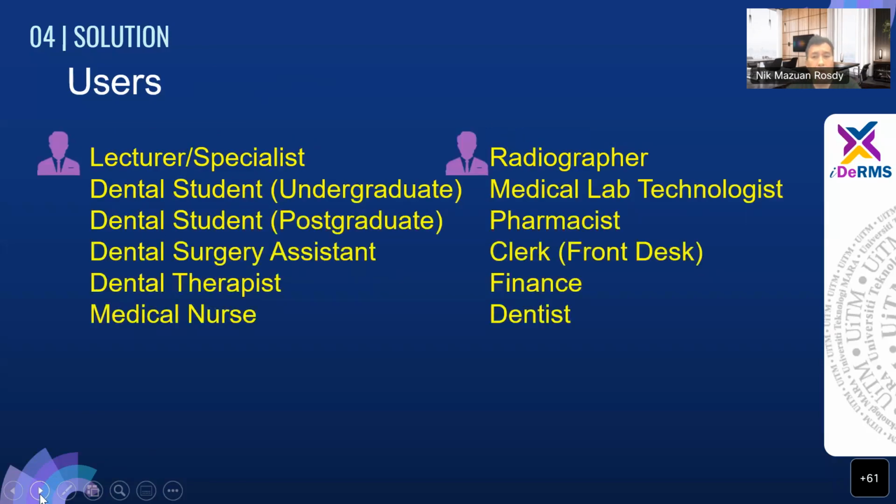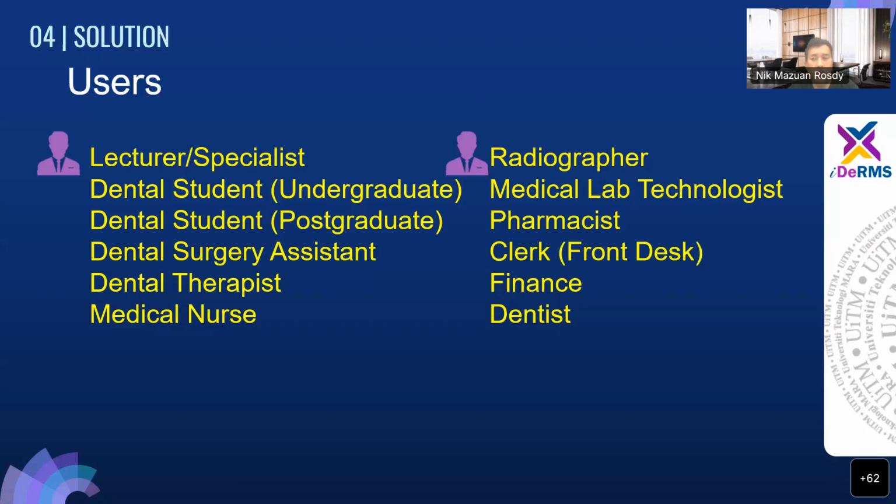As you will see later on, the user types for ITEMS, you can see from the drop-down menu later on. We have lecturers, dental student undergraduate, dental student postgraduate, DSA, dental therapist, medical nurse, radiographer, medical lab technologist, pharmacist, clerk, finance, and dentist. So all the users have a different or specific entry point or usage. Some of them might have some restrictions when you enter the items.